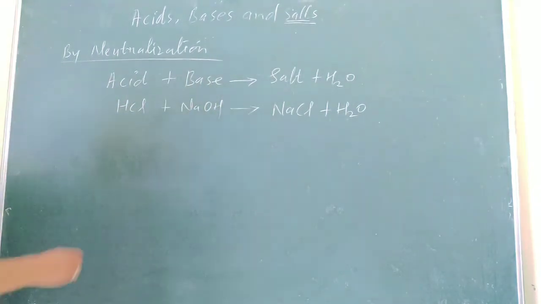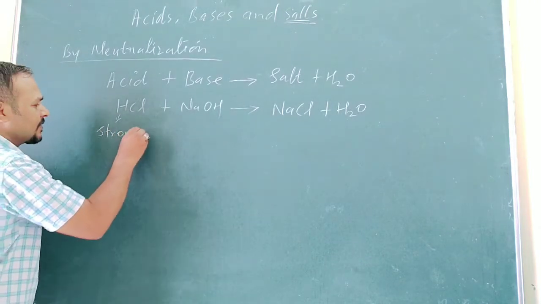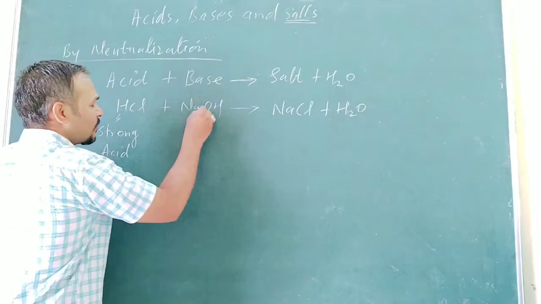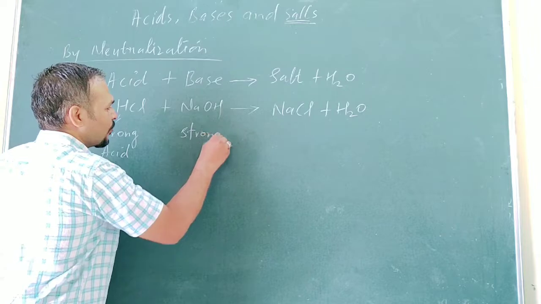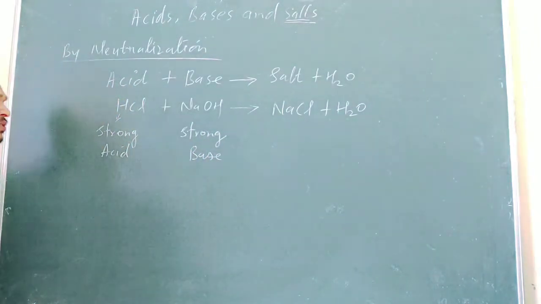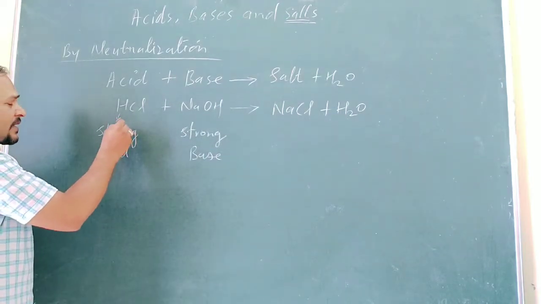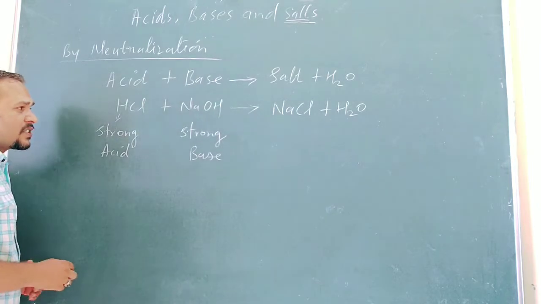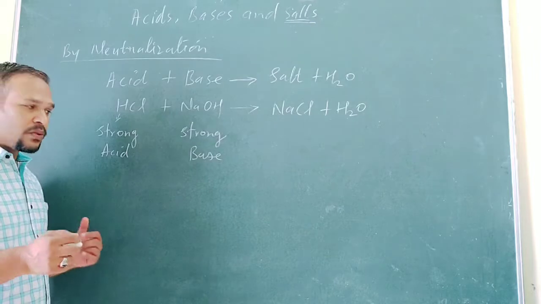Here you can see HCl is a strong acid, right, and sodium hydroxide is a strong base. What does strong acid and base mean? In the previous video I have shared this. A strong acid is completely ionized in aqueous solution, right? Similarly, a strong base is completely ionized in aqueous solution.